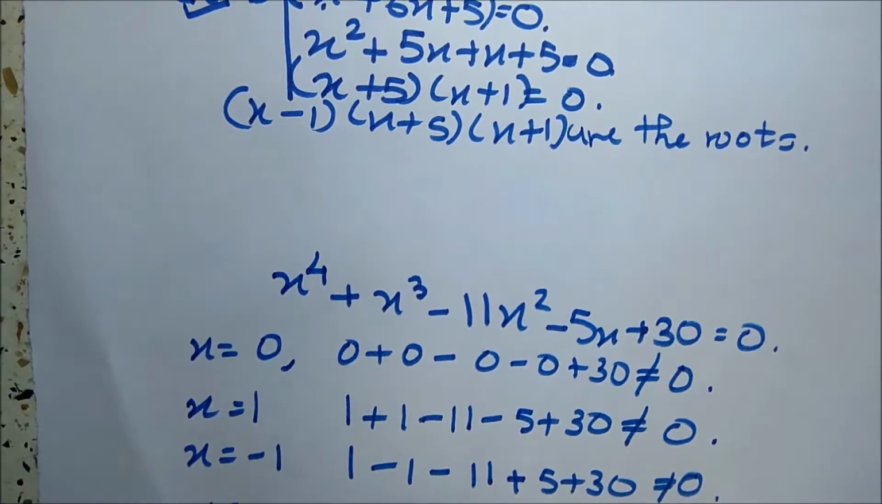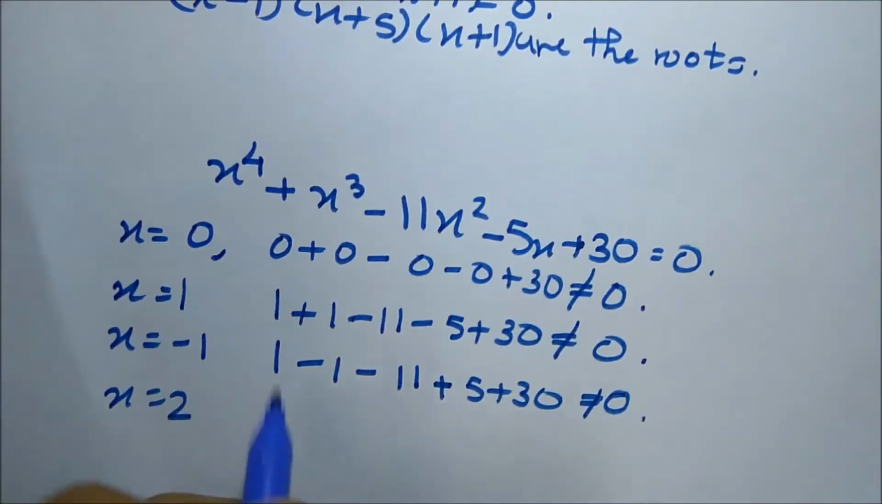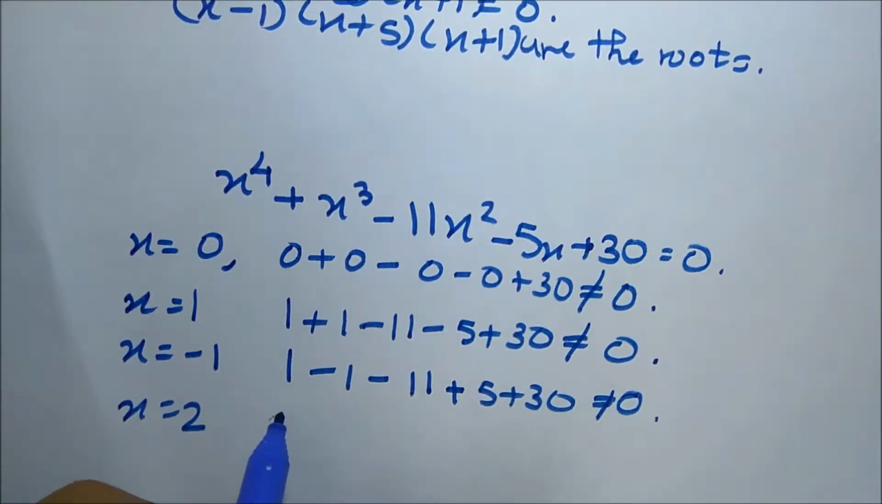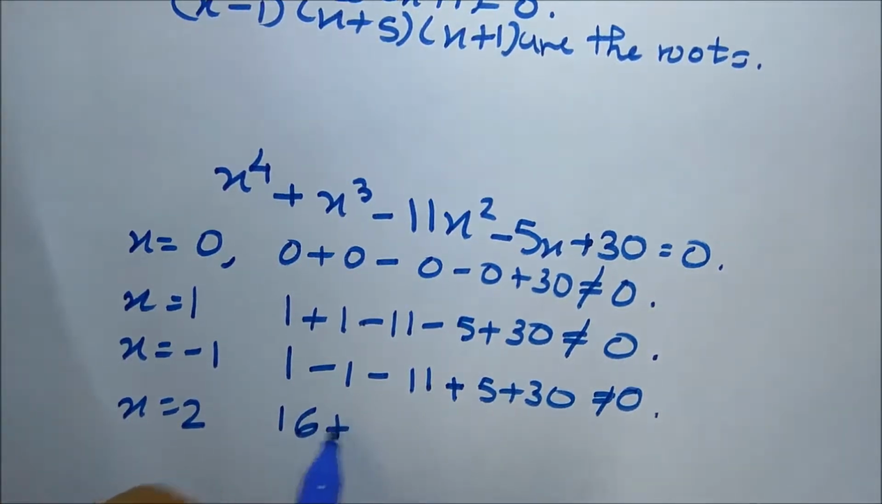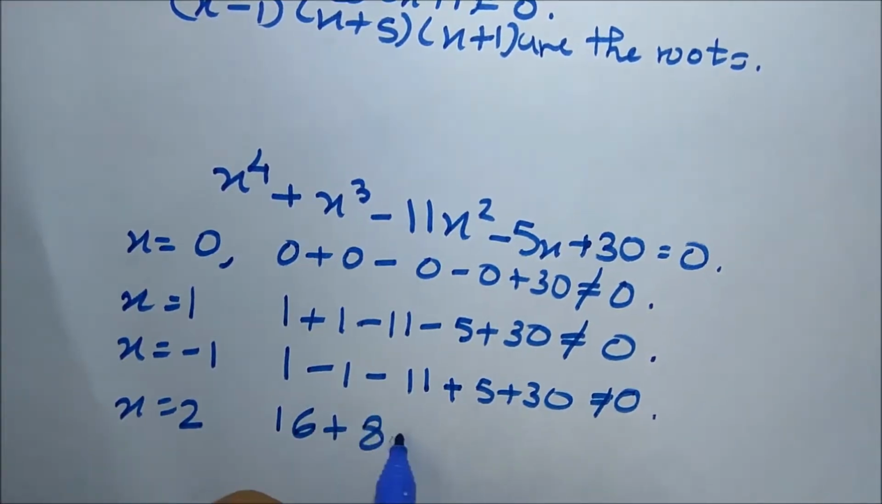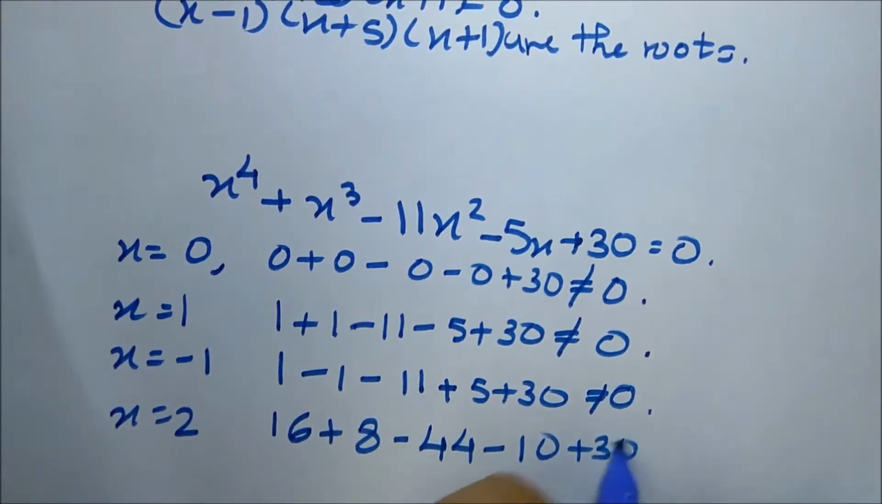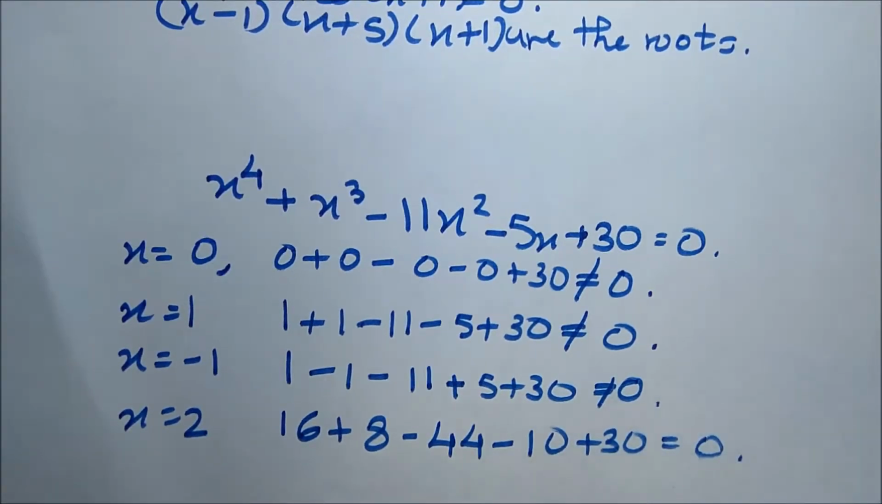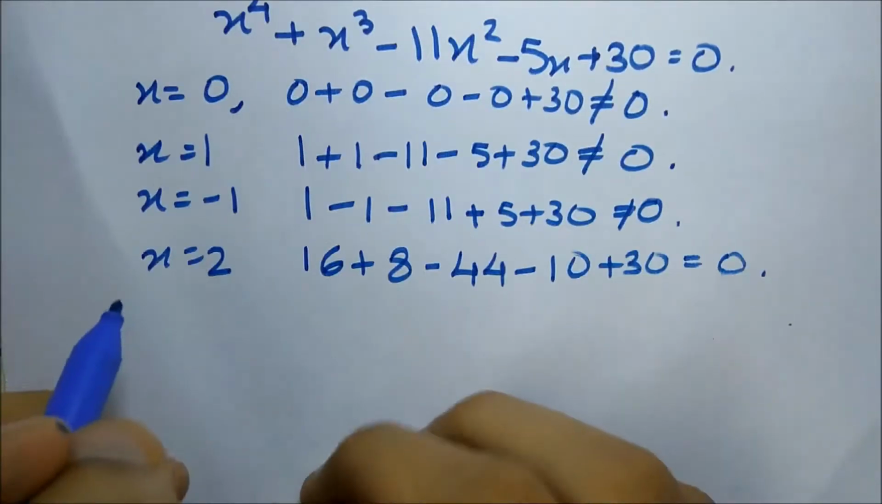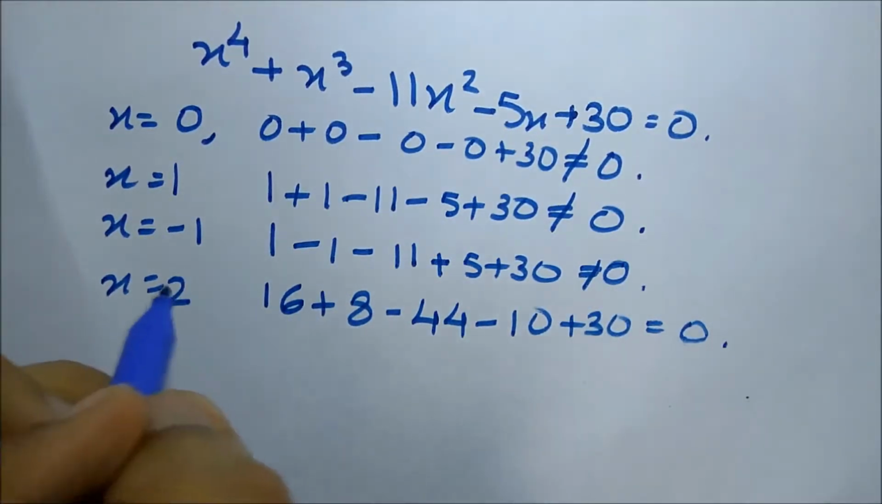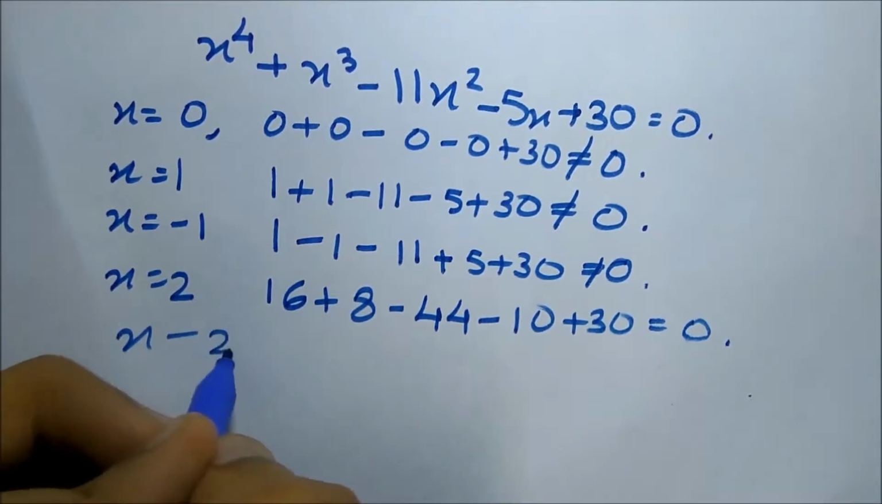Now, if I put x equals 2, what will I get? 2 raised to 4 is 16, plus 2 cubed is 8, minus 44, minus 10, plus 30, which is equal to 0. Now, once we find out that x equals 2 is a root of this equation, x minus 2 is a root.